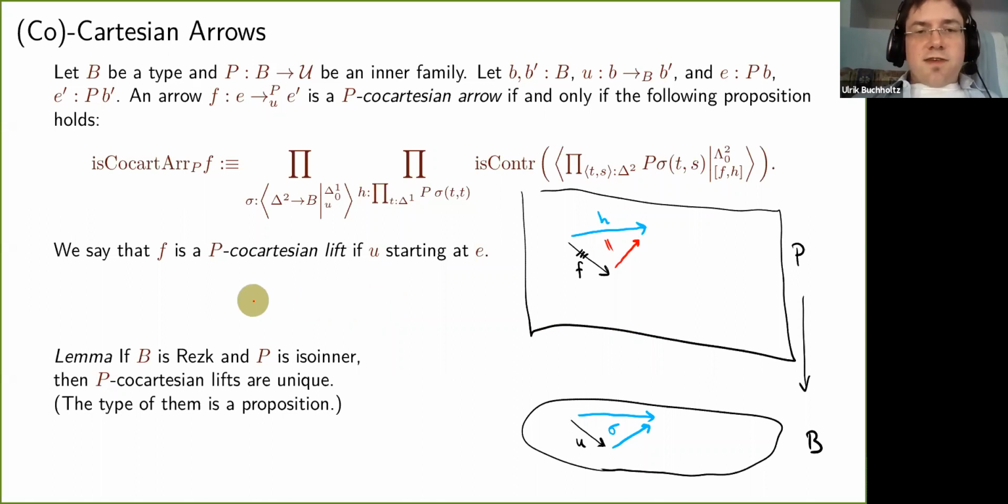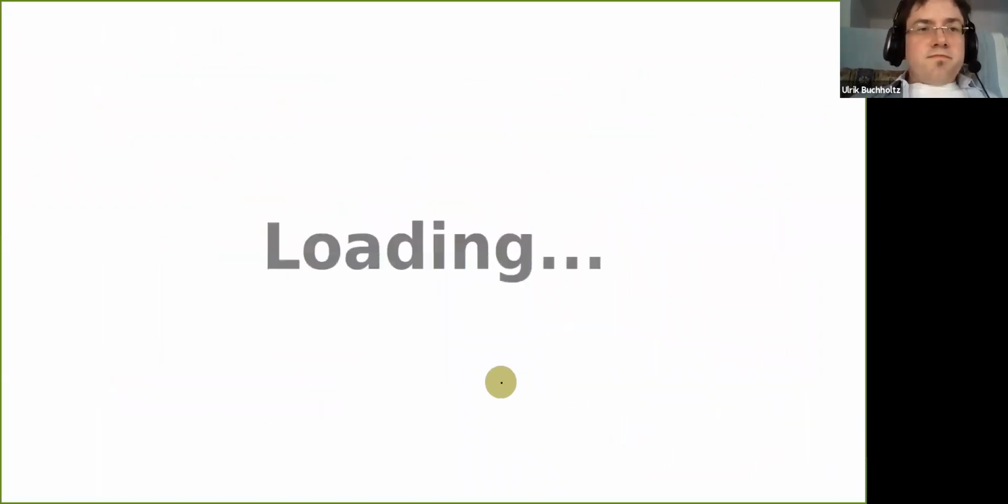And we say that F is a co-Cartesian lift of U, starting at E, if you have a lift of U and it is co-Cartesian. So here's a lemma. If your base type is RESC and the family is iso-inner, then P co-Cartesian lifts are unique. So the type of them is a proposition. Won't bother you with the argument.